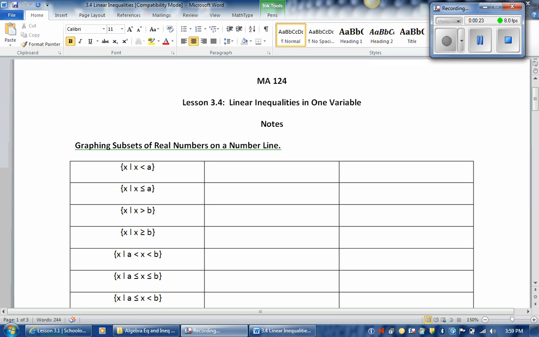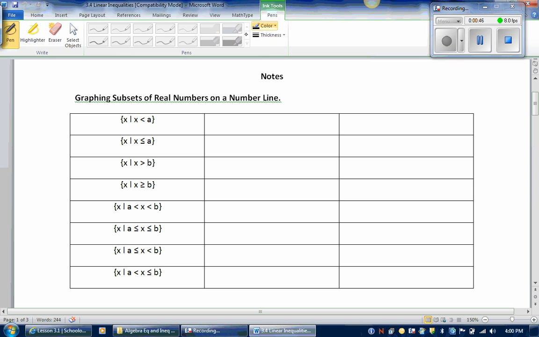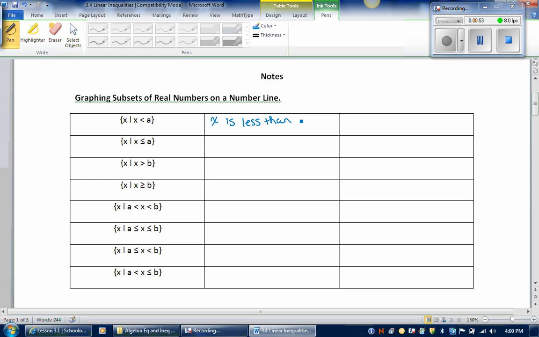So let's start with some basics here. This says x is a real number such that x is less than a. Okay, so x such that x is less than a. So I'll say it again. X such that x is less than a. So x is less than a. So on a number line, how would we graph that?